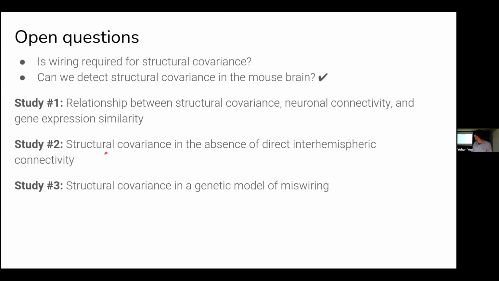In the second study I'll talk about, we used mice in which there's disconnectivity between regions, and we assessed whether structural covariance changes in that. And if I have time, we'll talk about a third model in which there's basically miswiring. Axons don't form the way they should, and we looked at structural covariance in that.